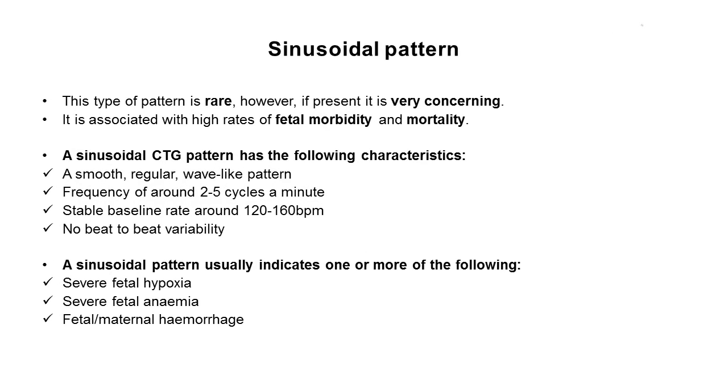Sinusoidal pattern. This type of pattern is rare, however, if present it is very concerning. It is associated with high rates of fetal morbidity and mortality. A sinusoidal CTG pattern has the following characteristics. A smooth, regular, wave-like pattern. Frequency of around 2 to 5 cycles a minute. Stable baseline rate around 120 to 160 bpm. No beat-to-beat variability. A sinusoidal pattern usually indicates one or more of the following. Severe fetal hypoxia. Severe fetal anemia. Fetal-maternal hemorrhage.